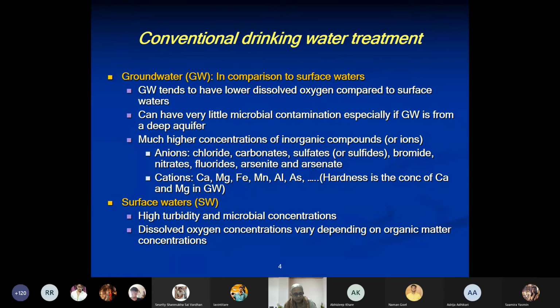Okay, so like I said, there are two major types of water sources. One is groundwater and the other is surface water. So what are the examples of surface water? We have lakes, reservoirs, ponds, and rivers and streams. So those are all surface water bodies. Within surface water bodies, we will have flowing surface water bodies and standing water bodies. So lakes and reservoirs are standing water bodies and rivers and streams are flowing water bodies.